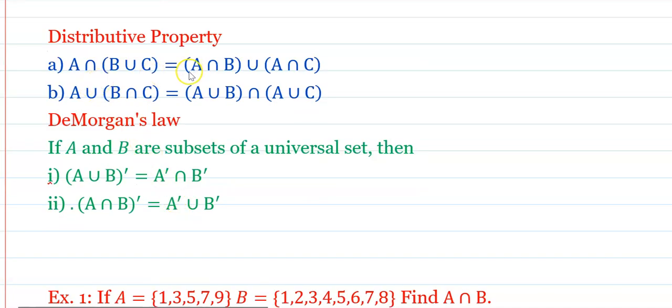Now the distributive property, see this here. A intersection (B union C) is equal to (A intersection B) union (A intersection C). Next, A union (B intersection C) is equal to (A union B) intersection (A union C). Okay, now De Morgan's law. If A and B are subsets of a universal set, then (A union B) complement is equal to A complement intersection B complement. Next, (A intersection B) complement is equal to A complement union B complement. These are De Morgan's laws.